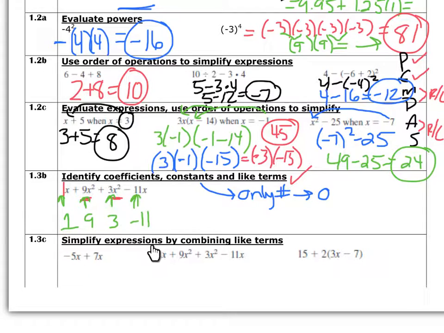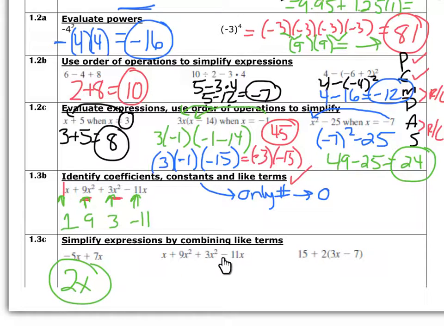1.3c, simplify expressions by combining like terms. Again, like terms mean the same variable and the same exponent. So right here we do have the same variable to the first power, and it's to the first power. So all we have to do is do negative 5 plus 7. Negative 5 plus 7 is 2, and then we put an x with it.